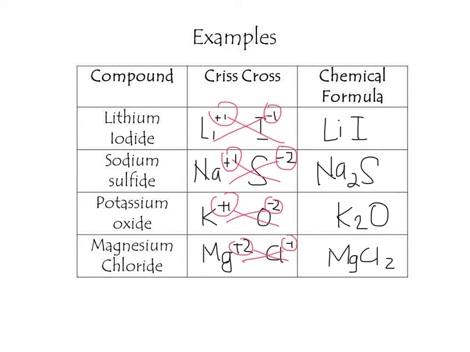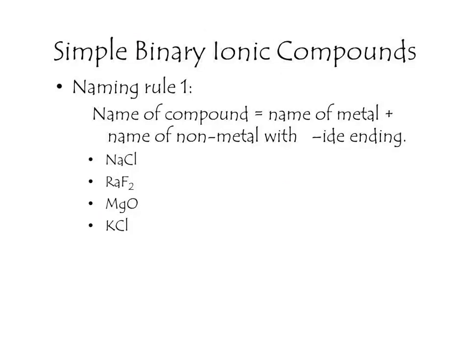So after you've learned how to write the chemical formula, let's now learn how to write the name from the chemical formula. Naming a simple binary ionic compound is very simple. First, you take the name of the metal in the chemical formula, and then you take the name of the nonmetal and change its ending to an IDE ending.